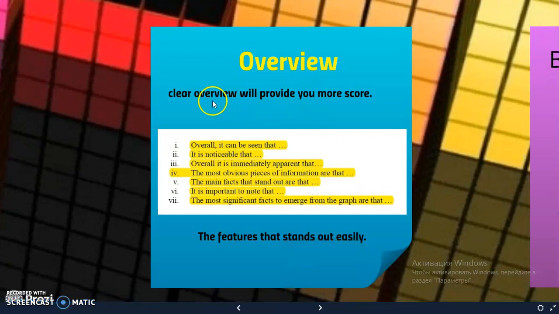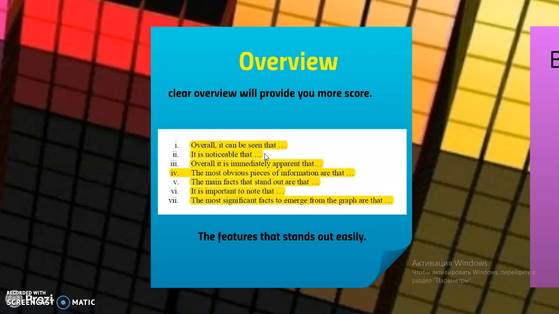So overview, a clear overview will provide you more score. Overall, it can be seen that, it's noticeable that, overall it's immediately apparent that, the most obvious pieces of information are that, the main facts that stand out are that, it's important to note that, the most significant facts to emerge from the graph are that. These are the words which can be nicely used while giving your overview, the features that stand out easily.